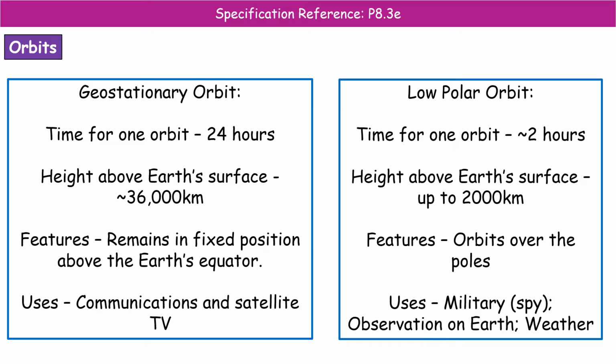Low polar orbit though, this one has a much shorter time to orbit, only about 2 hours, much closer to the surface of the Earth, only about 2,000 kilometers from the surface there, and its key feature, as we saw on the diagram, it orbits over the poles. Now because this one orbits once every approximately 2 hours, then we tend to use these for things like weather observations, spy satellites, because that means that every couple of hours you're getting an updated picture on what's happening here on Earth. So it means that we can do things like track troop movements. We can then watch as hurricanes move across the oceans and where they're likely to then hit.